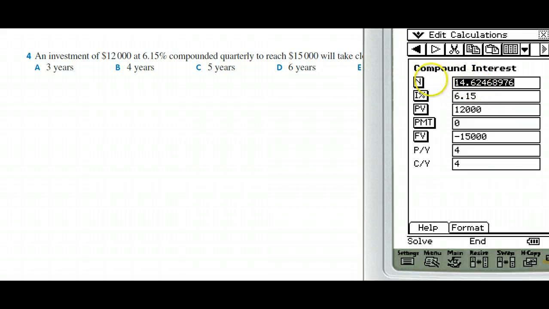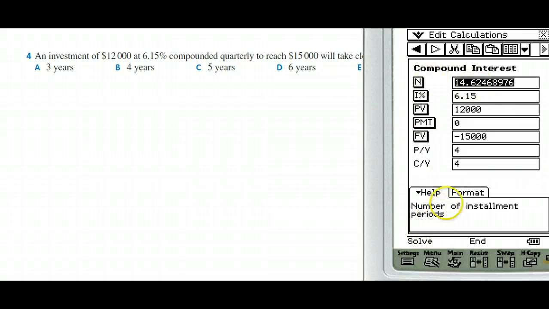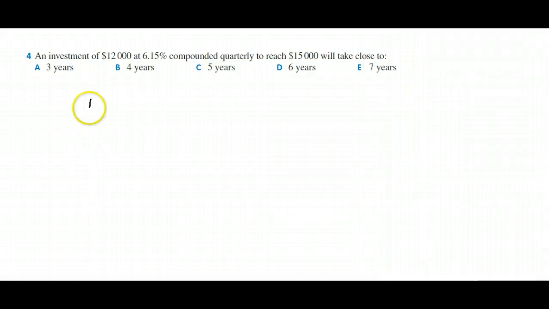14.62. Now note that this is not the number of years, it's the number of installment periods, or it probably would be better if it said the number of compounding periods. Okay, so compounding periods 14.62.